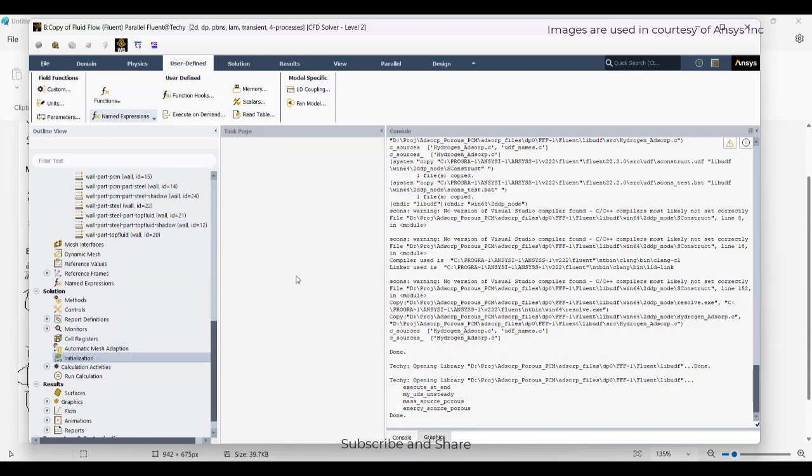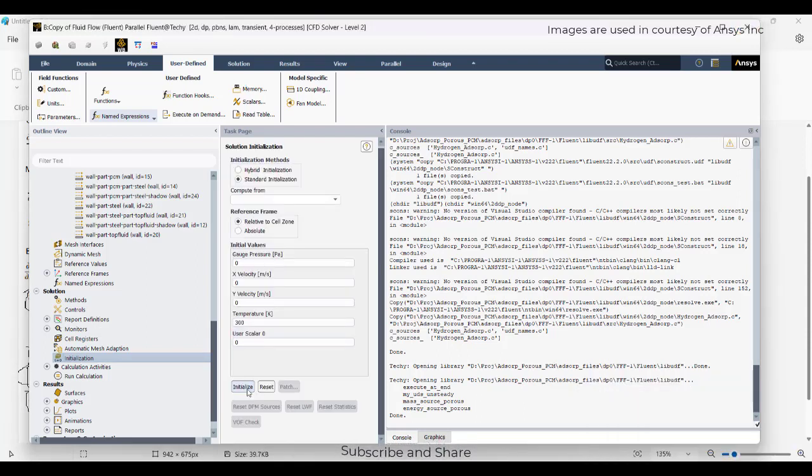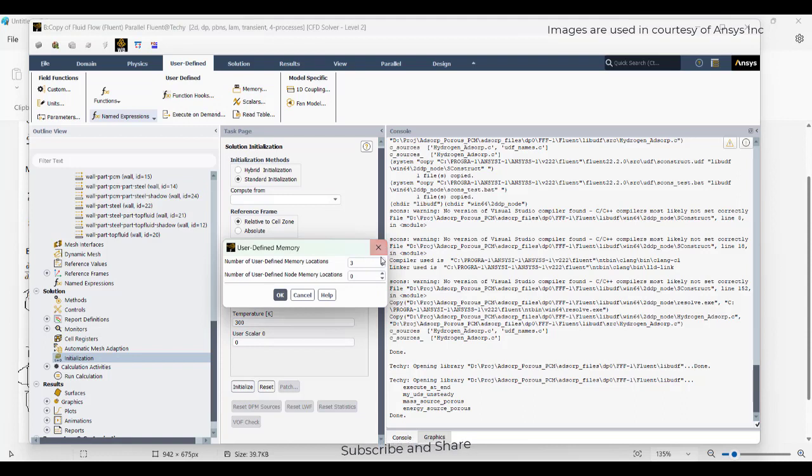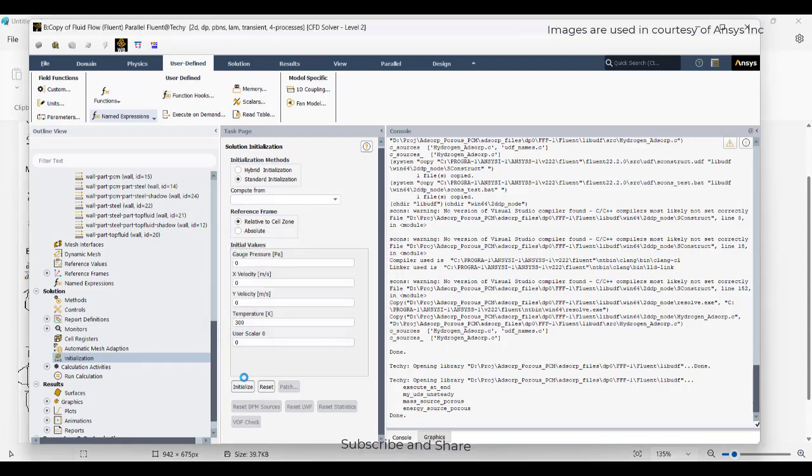Now we'll just initialize. When you're initializing, the user defined scalar should be 0, and also verify that we are using the 4 user defined memories, so the count should be greater than 3 in order to avoid any crashing due to a segmentation violation. It's taking time to load. It got loaded. Verify the memories, increase it, initialize.